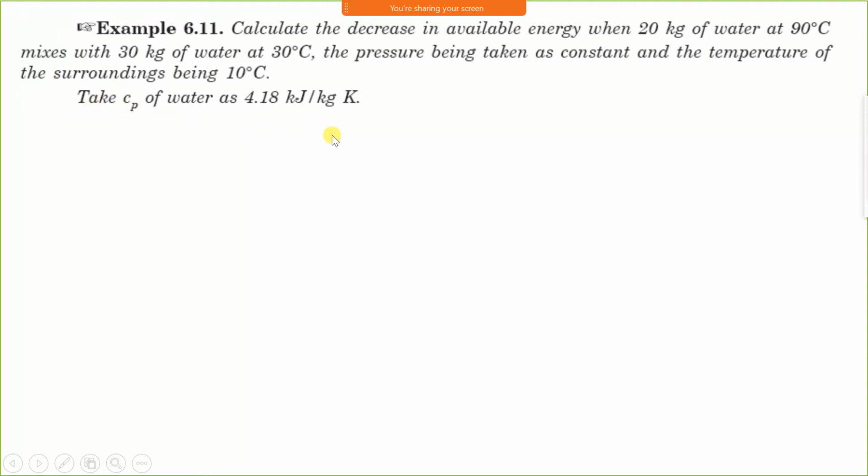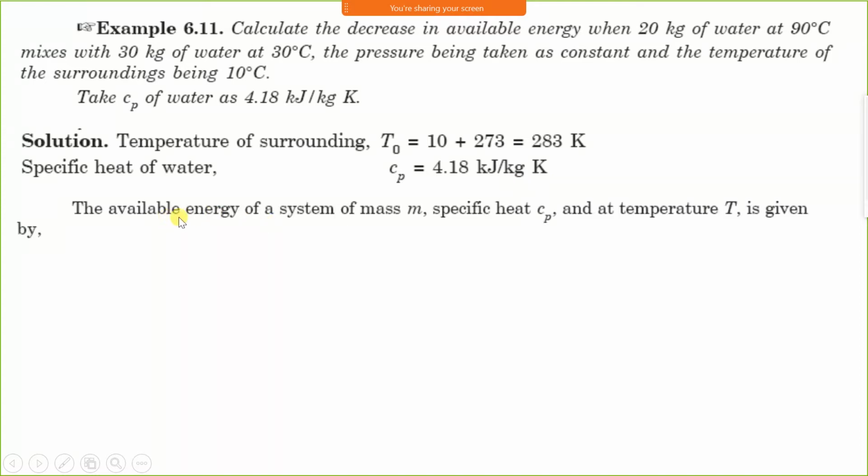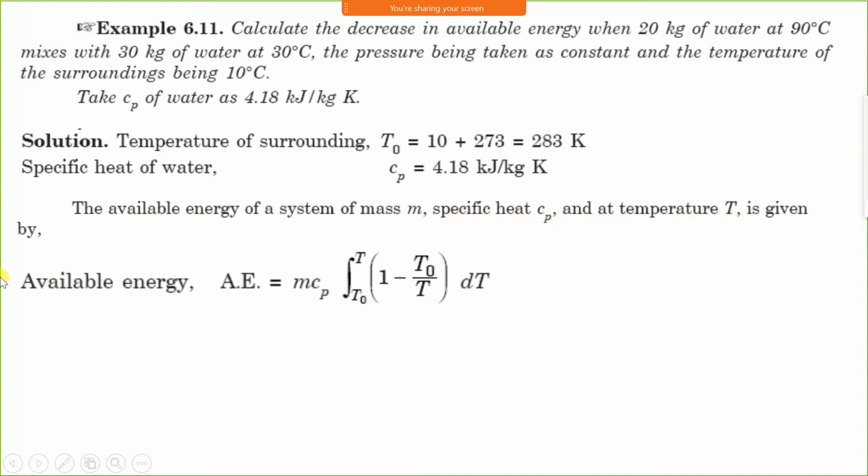Specific heat of water is given. Temperature of the surroundings is T0, that is 10 degrees Celsius. In terms of Kelvin it is 283 Kelvin. Specific heat of water is 4.18 kilojoule per kg Kelvin. The available energy of a system of mass m, specific heat Cp, and temperature T is given by m Cp integration T0 to T of (1 minus T0 upon T) dT. We have seen this formula in the list of formulas. This is a general formula and we have to apply it for hot water and cold water.